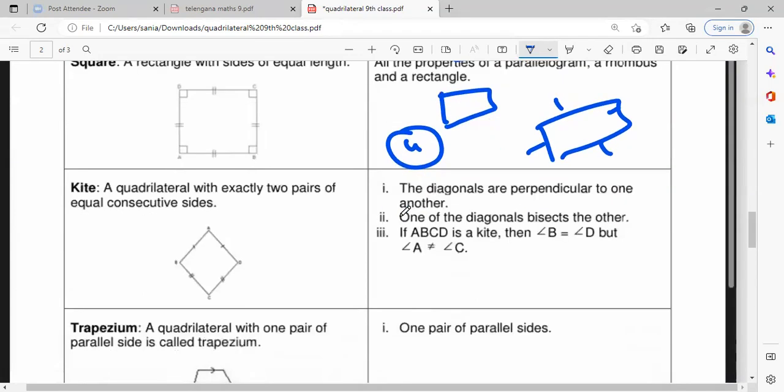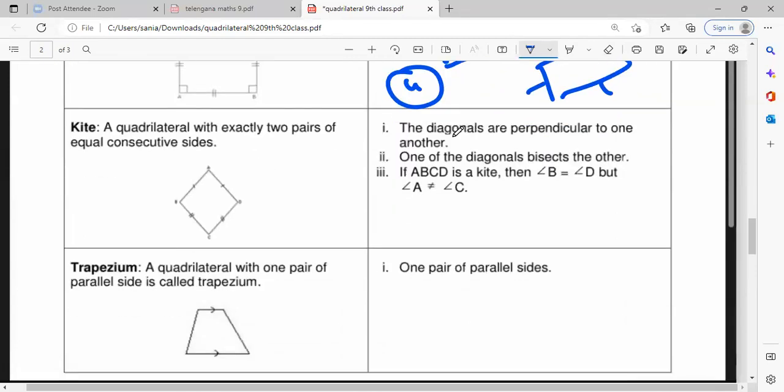And then coming to kite, over here the diagonals are perpendicular to one another, plus one of the diagonals bisects the other. So if ABCD is a kite, then angle B equals angle D. But remember one thing, angle A is not equal to angle C. Clear? This angle is not going to be equal to this angle, but these two angles are going to be equal to each other. So only one pair is equal, not the other one.